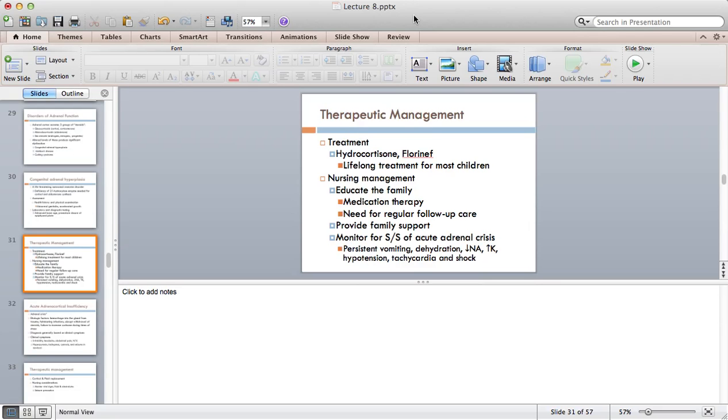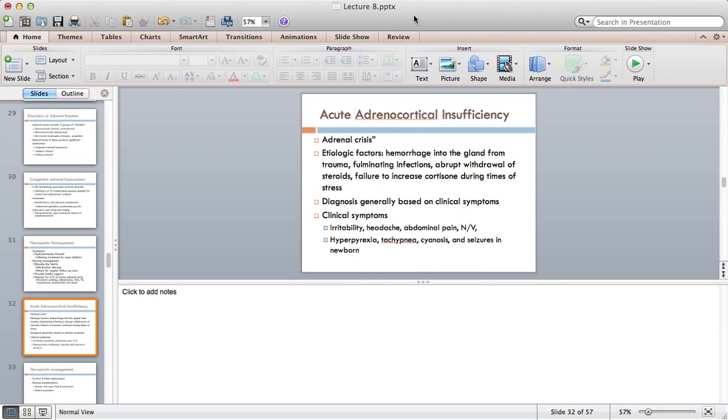Okay. So, as with our thyroid crisis, we can develop adrenal crisis. And this will result from hemorrhage or very severe acute infection or sudden withdrawal of steroids.